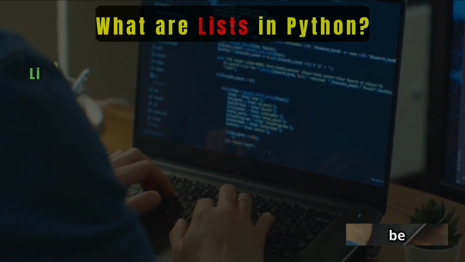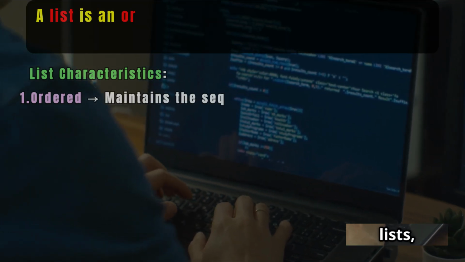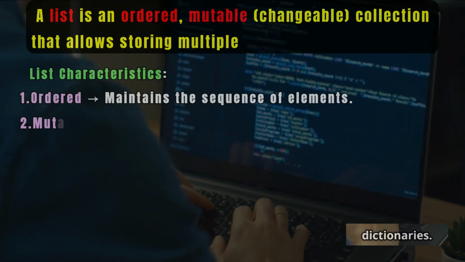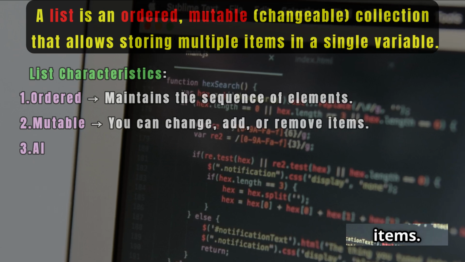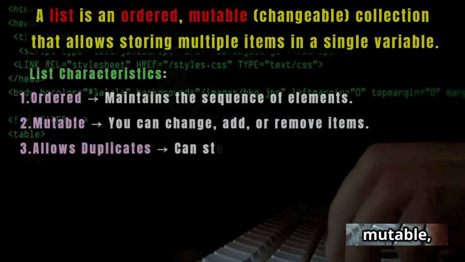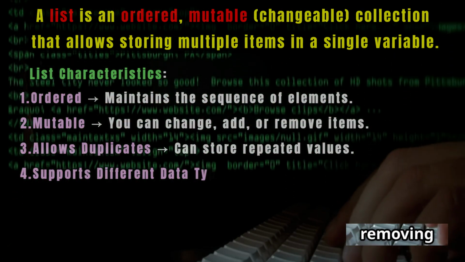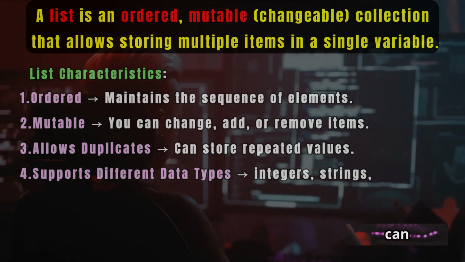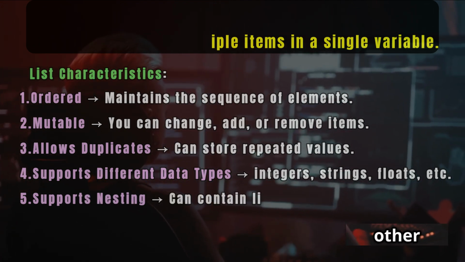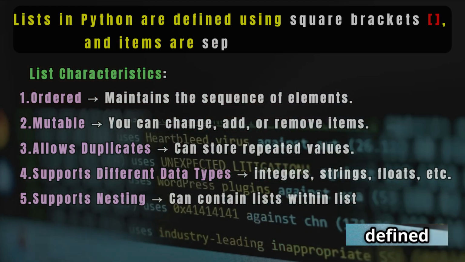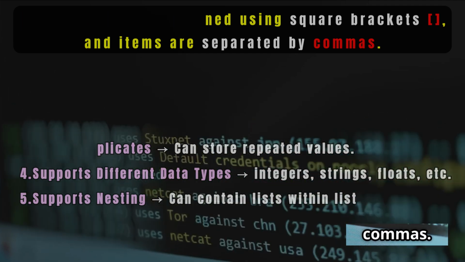Data in Python can be organized in many ways, using data structures like lists, tuples, sets, and dictionaries. A list is an ordered collection of items. Lists in Python are mutable, meaning you can change them after creation, such as adding or removing elements. Lists can store multiple data types like numbers, strings, or even other lists. Lists are defined using square brackets, and items are separated by commas.